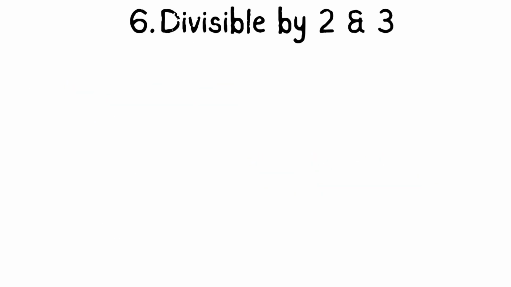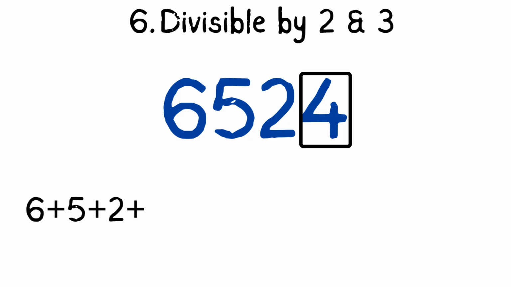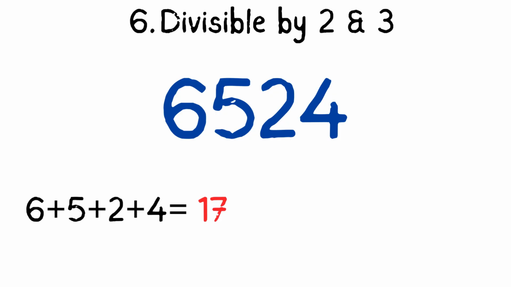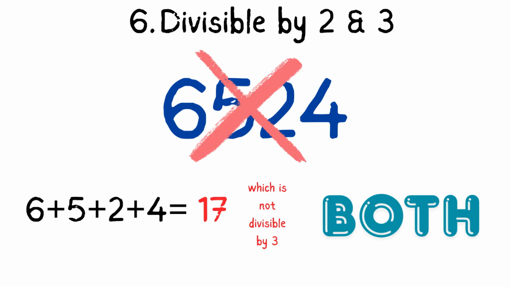Okay, moving on to the divisibility rule for 6. For this, all you have to know is if the number is divisible by 2 and 3. For example, look at the number 6,524. It ends in an even number, so it's divisible by 2. But when we check to see if it's divisible by 3, 6 plus 5 plus 2 plus 4 is equal to 17, which is not divisible by 3. So 6,524 is not divisible by 6 because it's not divisible by both 2 and 3.